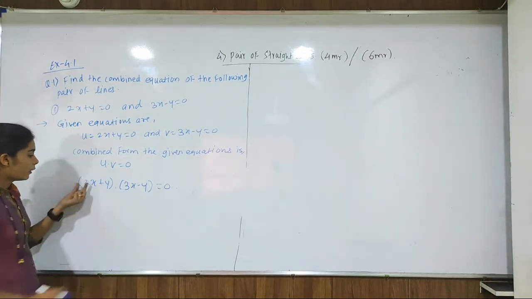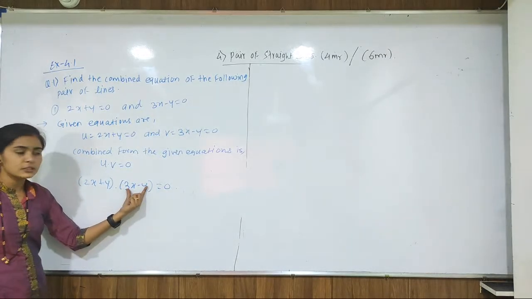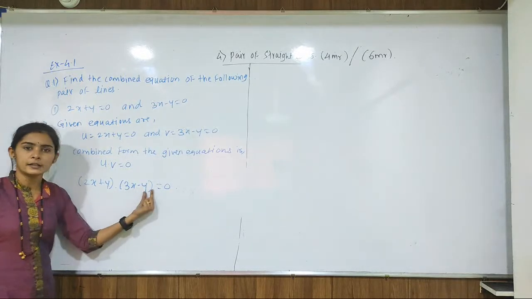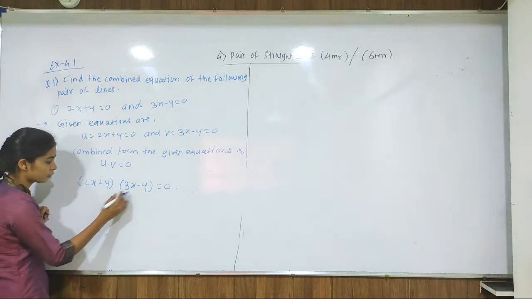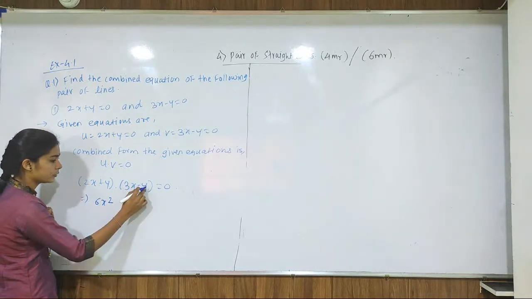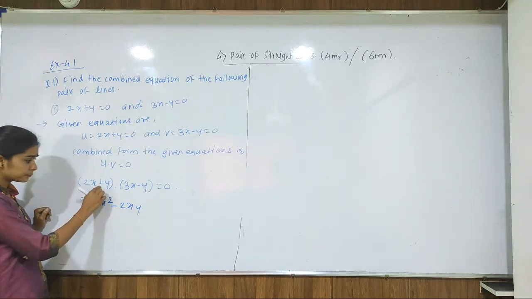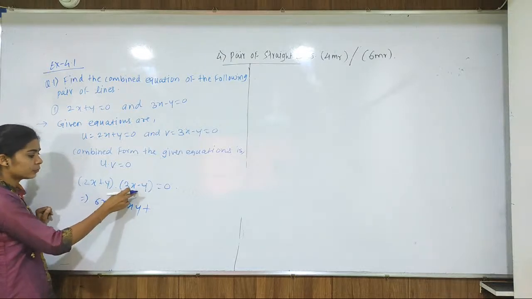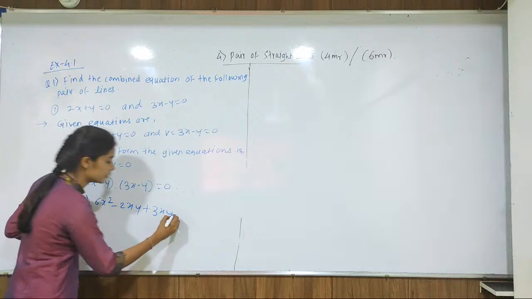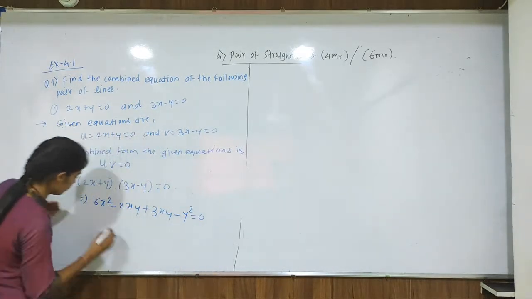We will multiply 2x into the whole bracket. By using 2x we will multiply these two terms, and by using plus y we will multiply 3x and minus 1. So 2x into 3x is 6x square. 2x into minus 1 is minus 2x, plus 3x into y is 3xy, plus minus y into y is minus y square, is equal to 0.